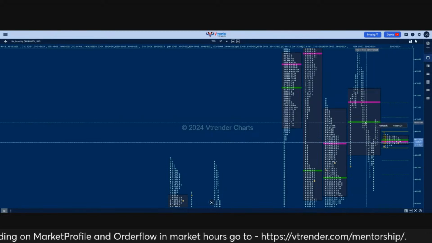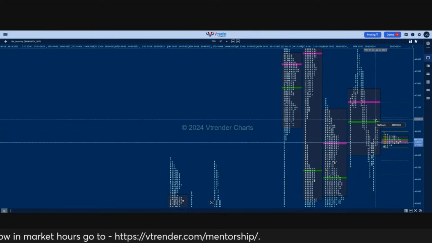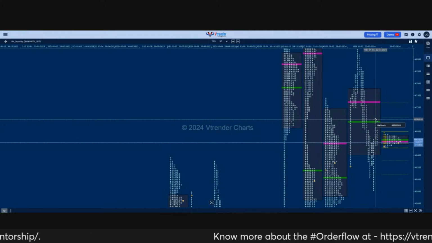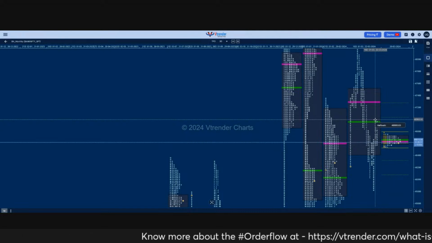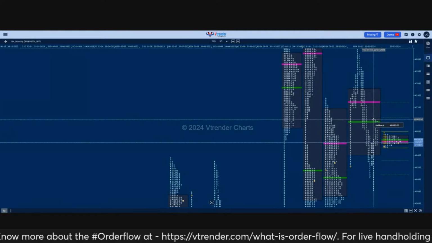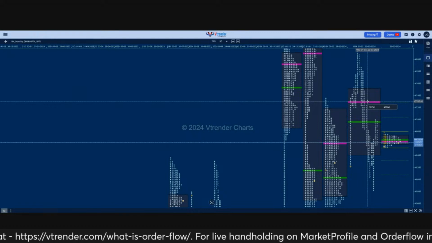Which is what it has done over the last few sessions, where it has made this high of 46,690. But what it did there was it left a daily failed auction. So that is one immediate reference moving forward for tomorrow's expiry, 46,990. And on the upside, this month's developing POC is at 47,300.